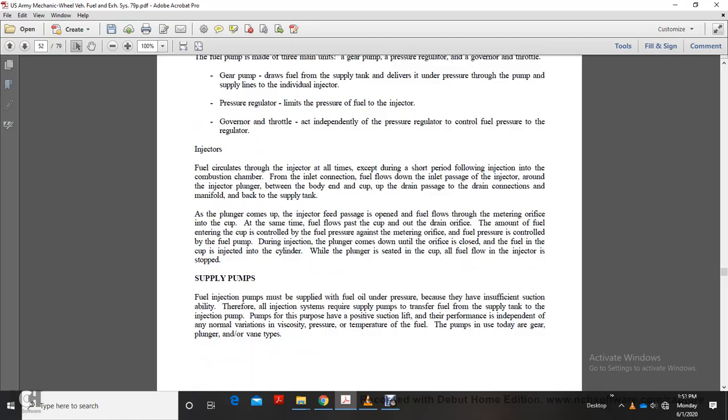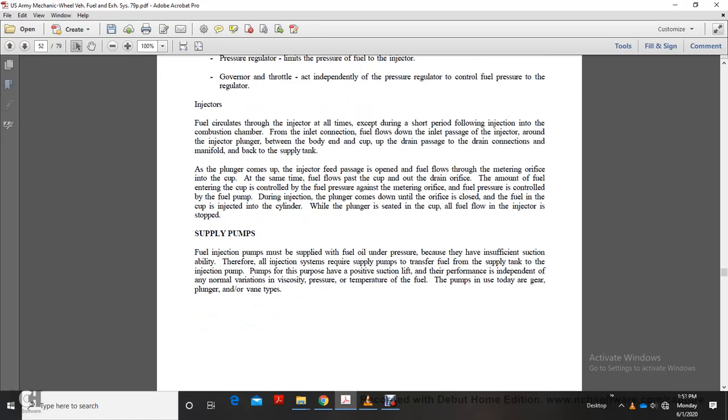The fuel circulates through the injector at all times except during the short period following the injection into the combustion chamber. The inlet connection flows down the inlet pipe of the injector, around the injector plunger, between the body and the end of the cup, through the drain passage and drain connection manifold, and back to the supply tank. As the plunger comes up, the injector feed passage opens, and fuel flows from the metering orifice into the cup. At the same time, fuel flows past the cup and out of the drain orifice.